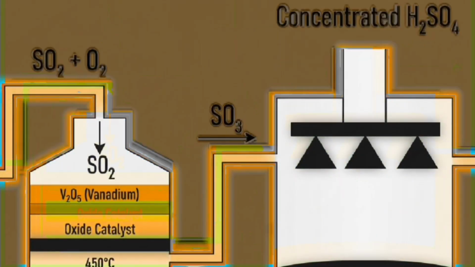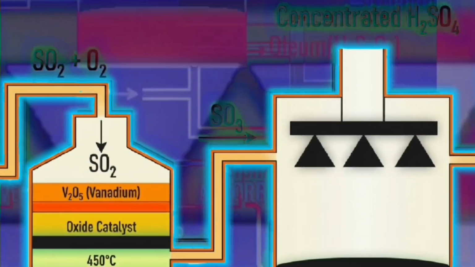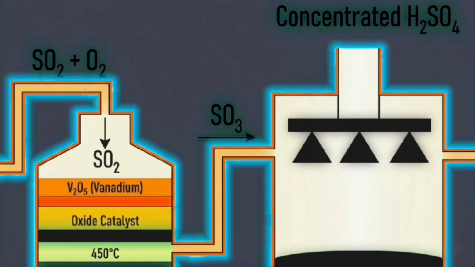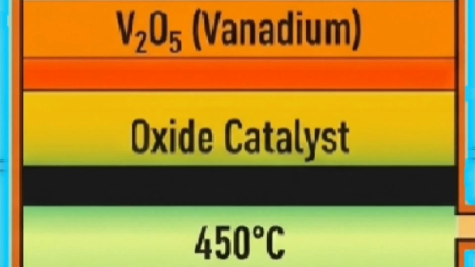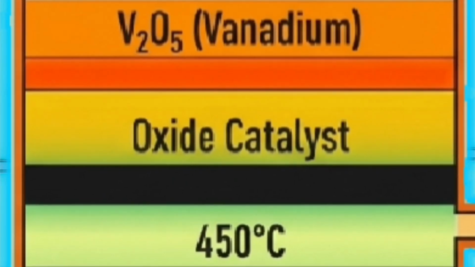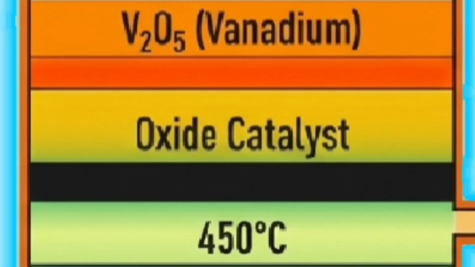Sulfur dioxide and oxygen gases are passed over a catalyst bed of vanadium pentoxide that is heated to 450 degrees Celsius. These conditions allow for a high efficiency oxidation of the sulfur dioxide. The sulfur dioxide is created by burning sulfur, resulting in an output of sulfur trioxide.